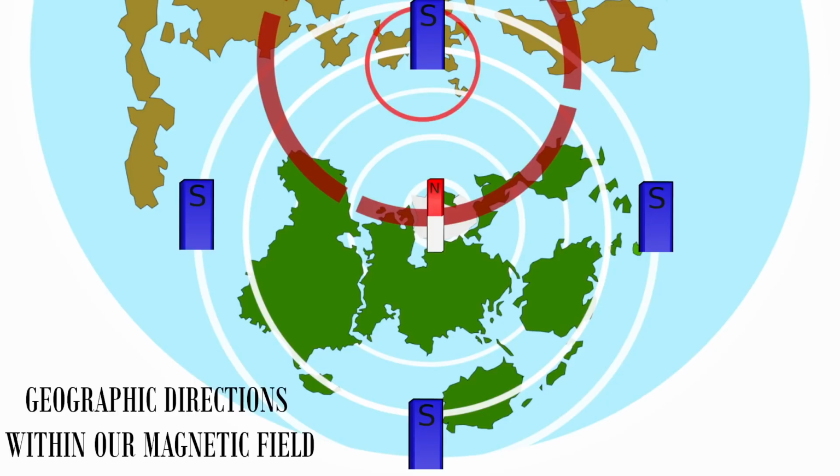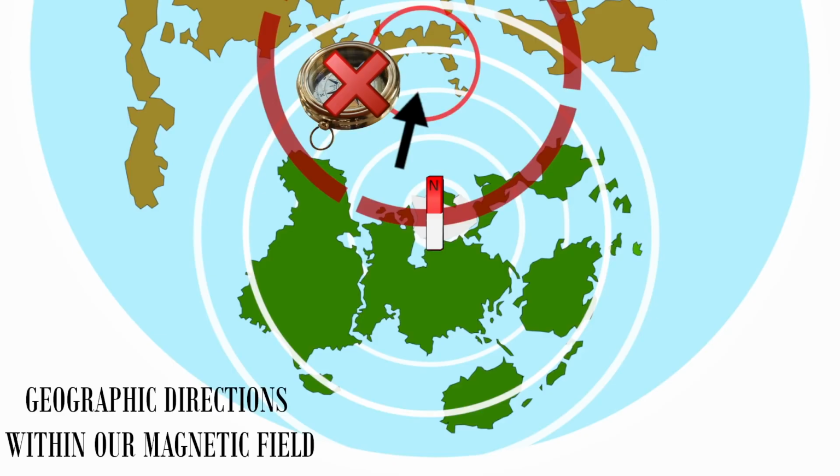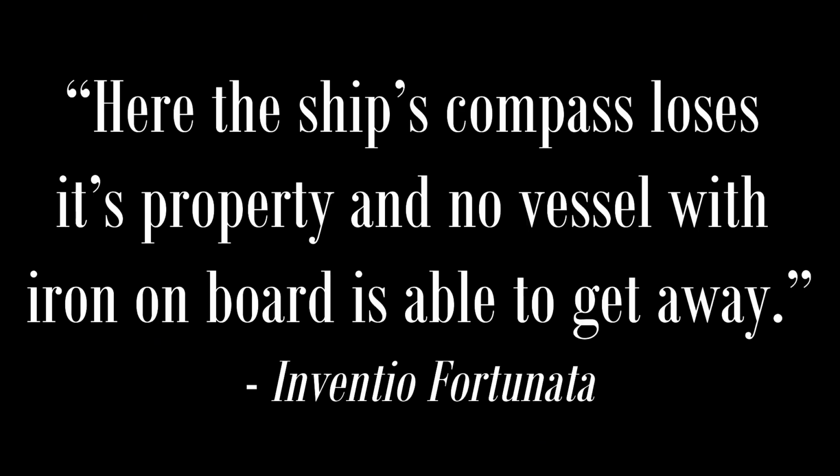If the center is made of iron, then at some point it would supersede the southern magnetic pole of our magnetic field. If by chance you were lucky to head in the direction of true north, then the compass would most likely fail altogether due to the iron core. As the mysterious text, the Inventio Fortunata, states, "Here the ship's compass loses its property, and no vessel with iron on board is able to get away."